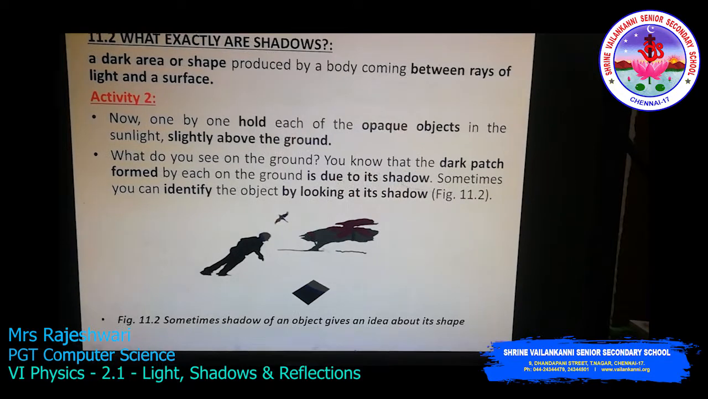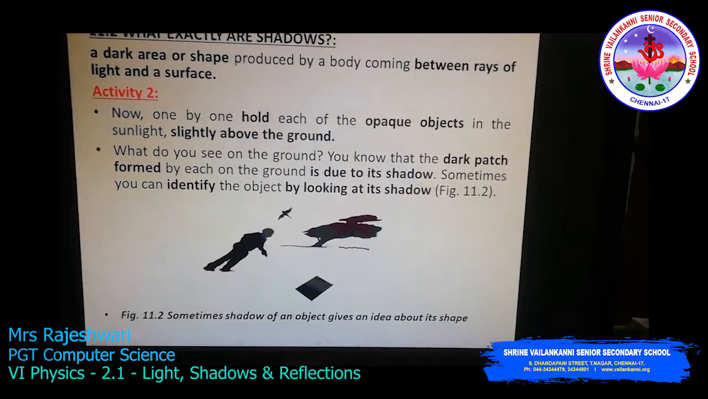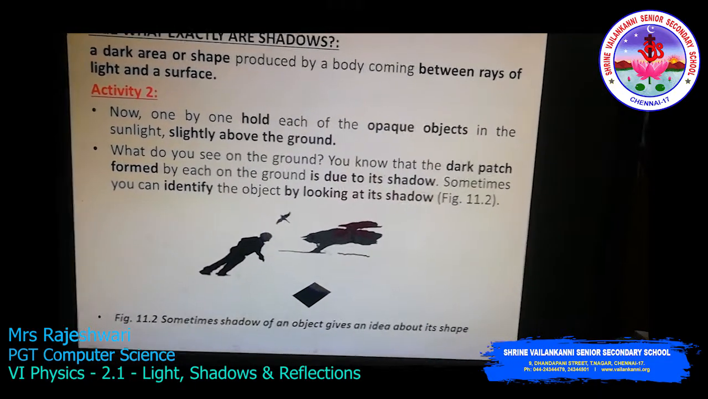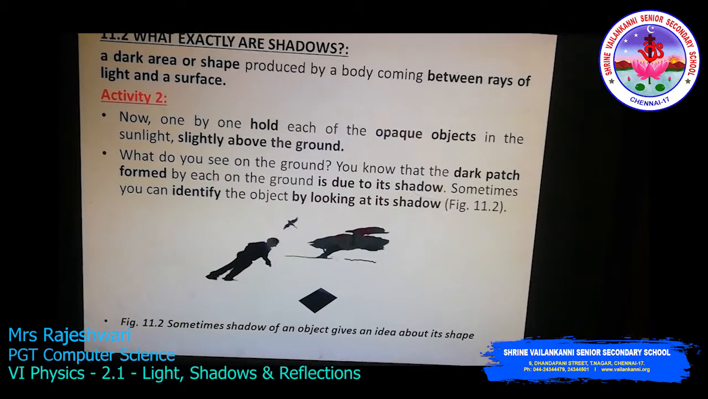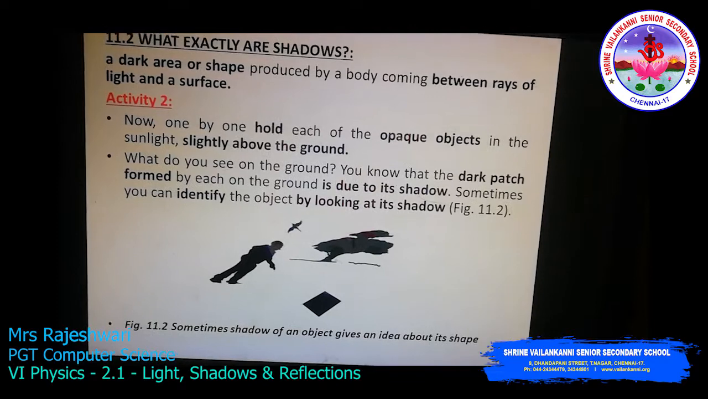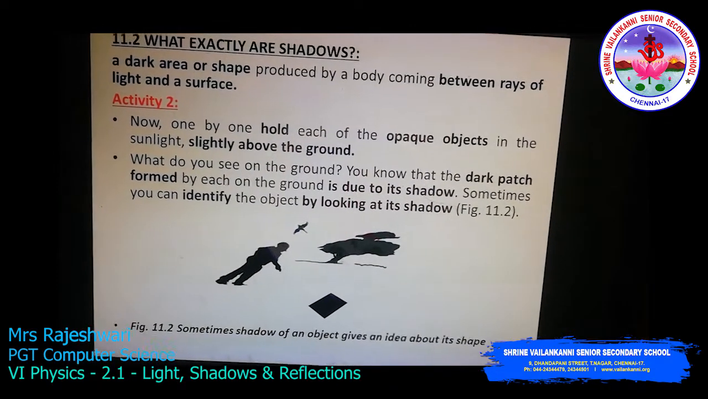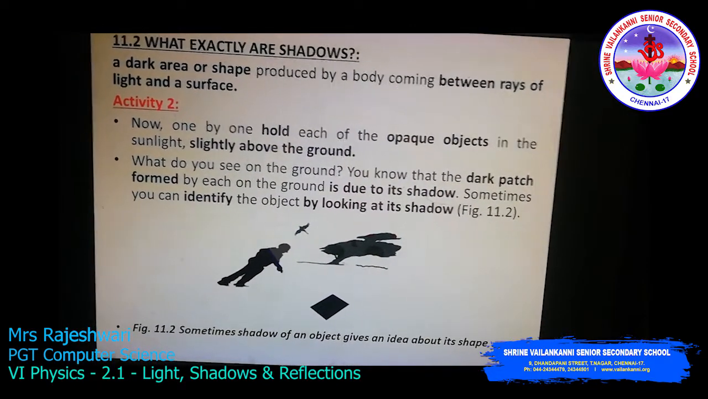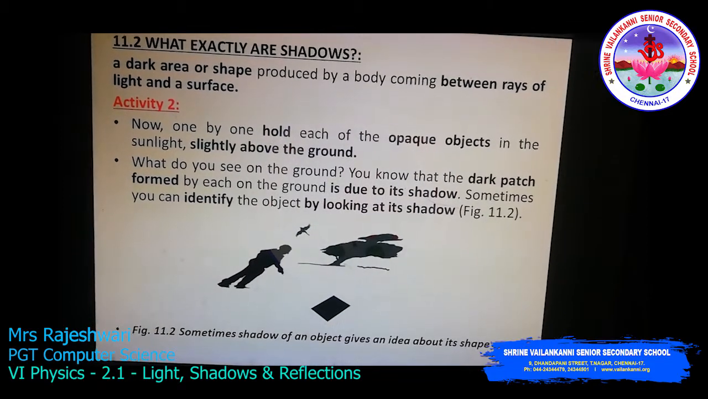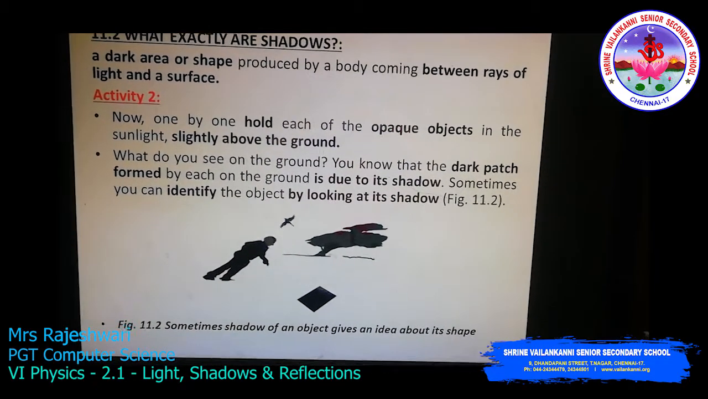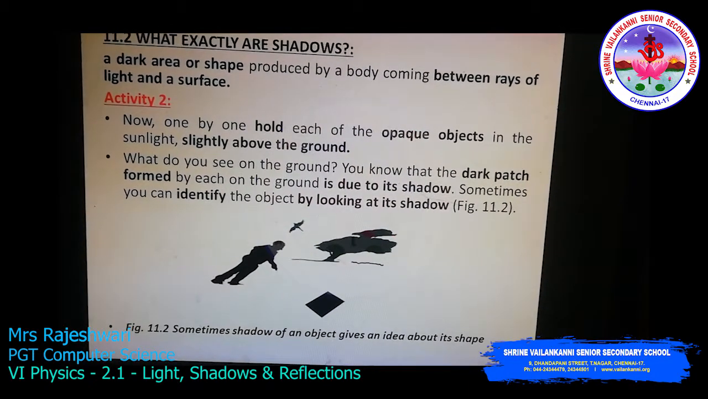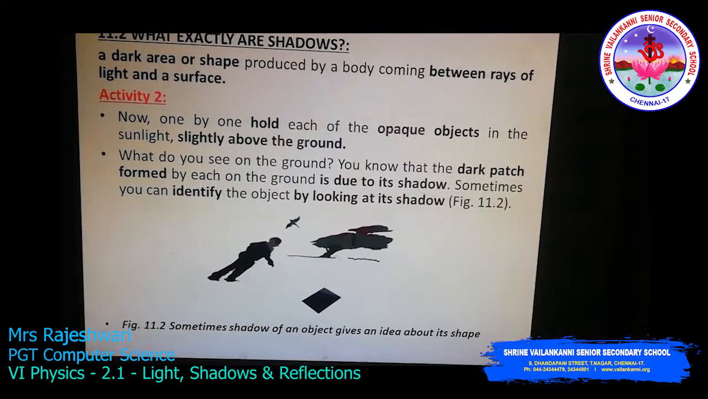Sometimes the shadow of an object gives an idea about its shape. By looking at the picture, can you identify what objects it represents? A man is standing here, a bird is flying, a tree is there on the ground, and a sheet of paper is there on the ground. By looking at the shape of the object from the shadows, you were able to identify what object it is, right?